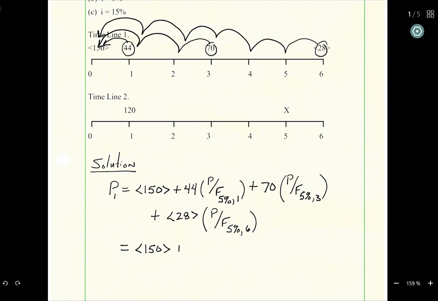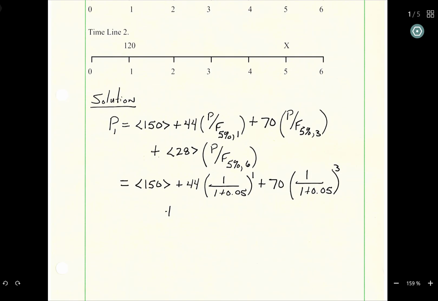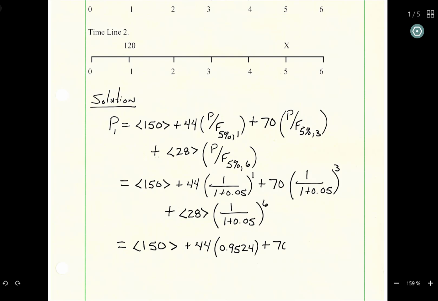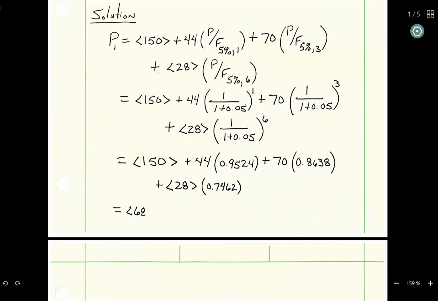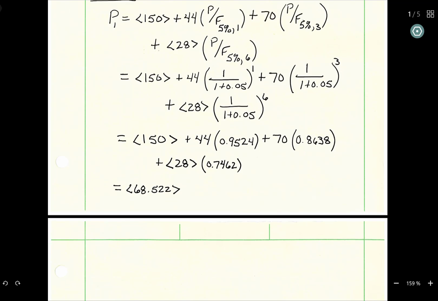I'll speed up this next part of the video where we're essentially plugging into the equation that we have for P over F using 5% for I and the appropriate value for N. Substituting into this expression and solving, we see that the present value of timeline 1 is negative 68.522.